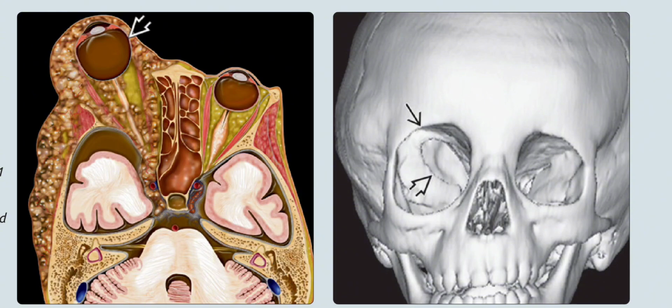Right is the 3D shaded surface display of a patient with neurofibromatosis type 1, and it shows the enlarged right orbit with sphenoid wing hypoplasia. Markedly enlarged superior orbital fissure is also noted.